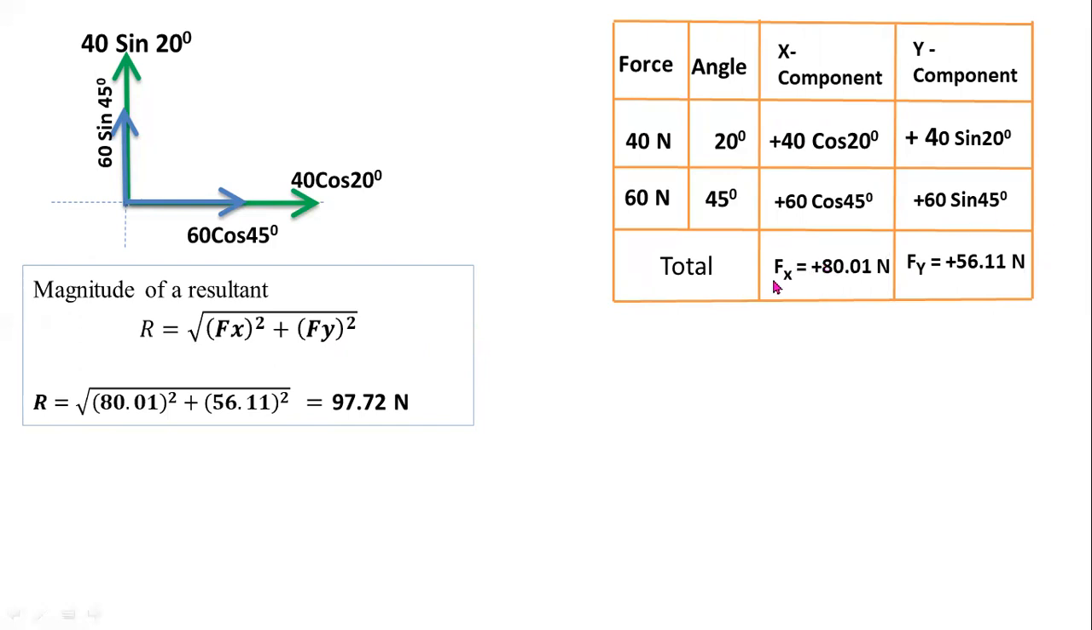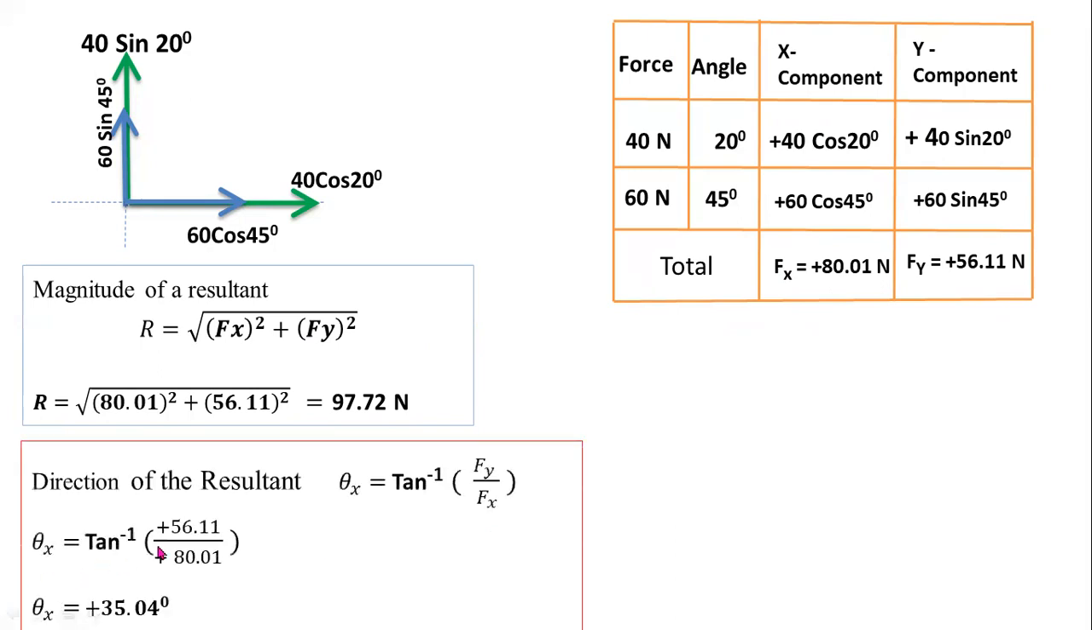Fx is the horizontal force, 80.01, and the vertical force is 56.11. You have to substitute these two values in this equation. Here R is the magnitude of the resultant. That value equals 97.72 newtons, which is the magnitude of the resultant. Now this is the direction of the resultant.